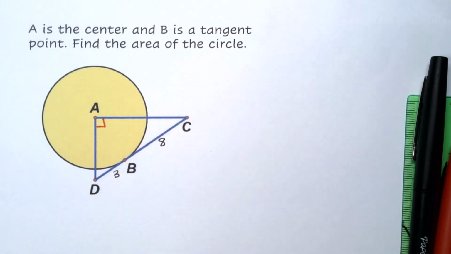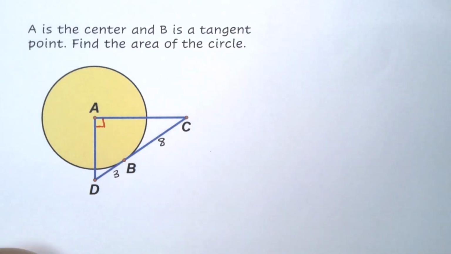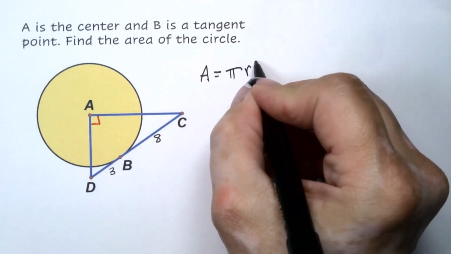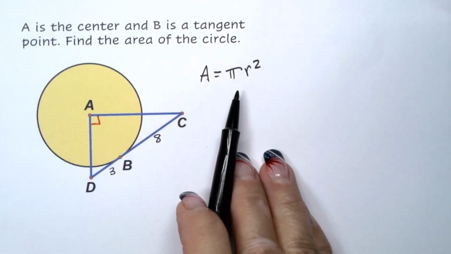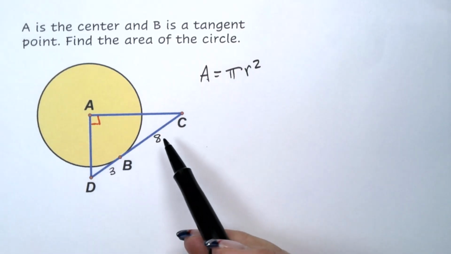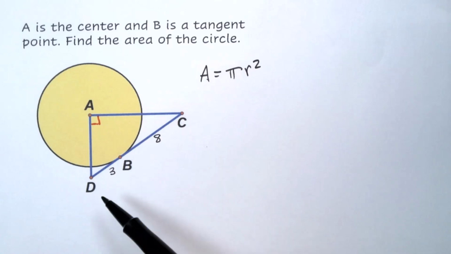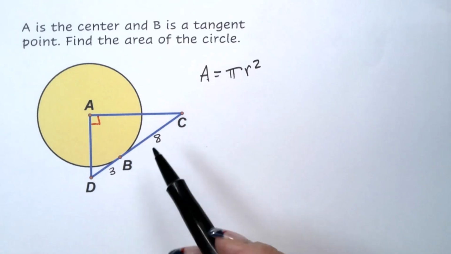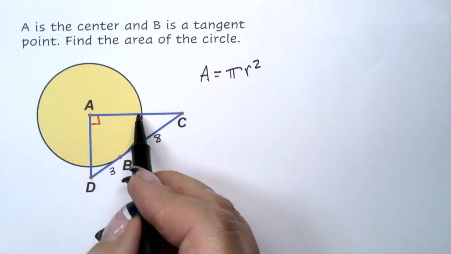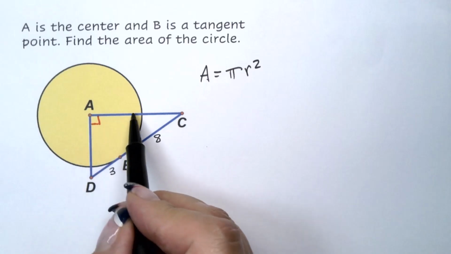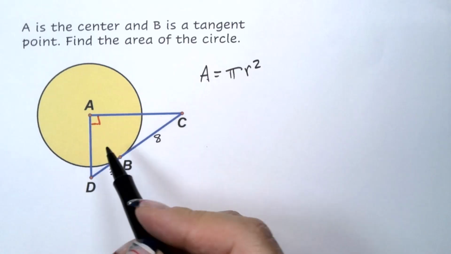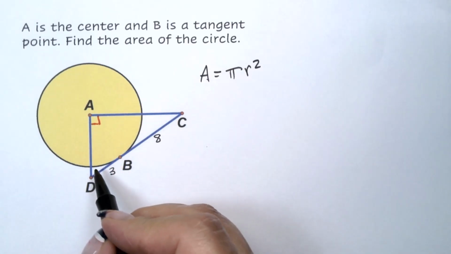So let's start with what we need to know for the area of a circle. Area would be pi r squared. So I need to know the radius. The thing is, though, neither one of those is the radius, and I don't have a radius. Like, this is the radius going from here to here, but it keeps going. Same thing with this one.